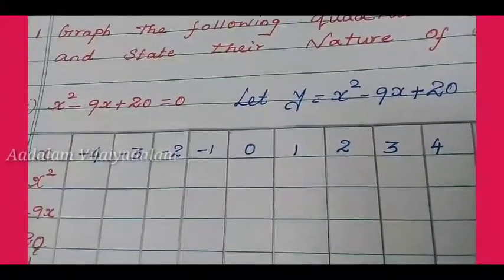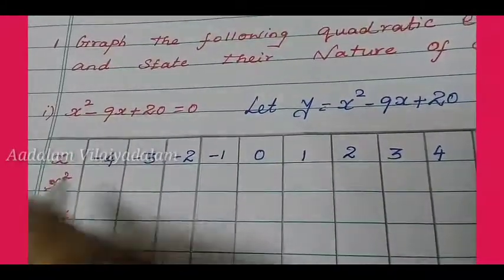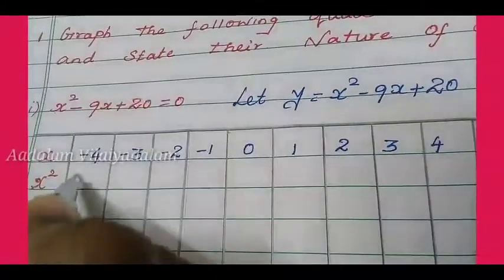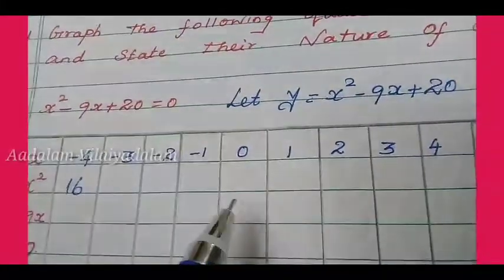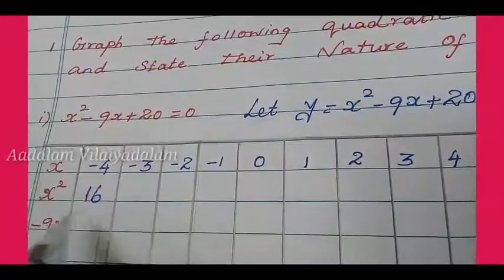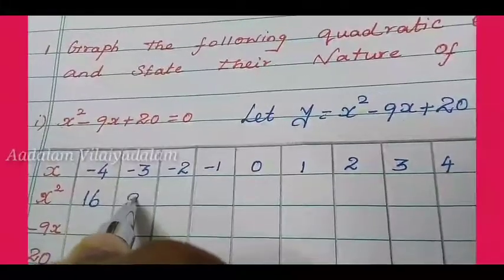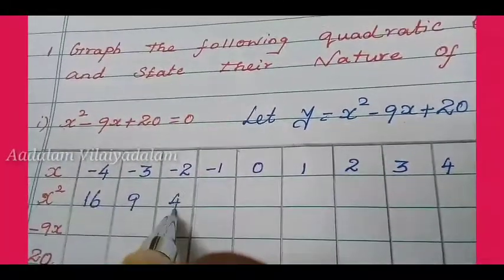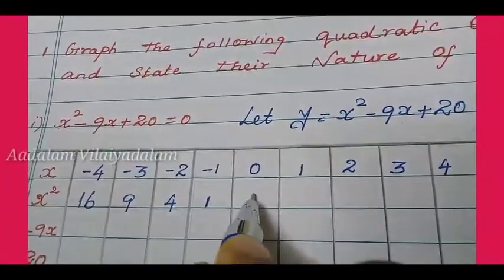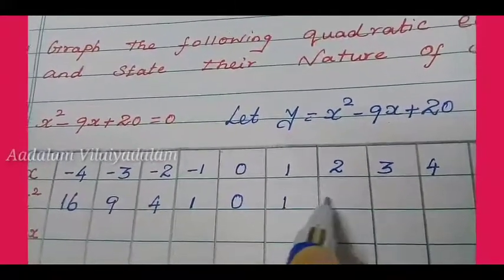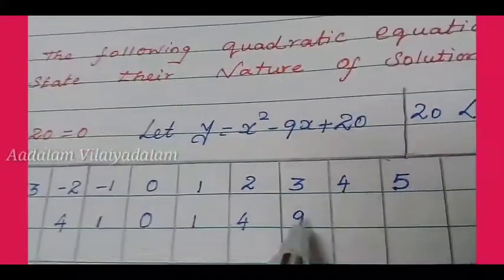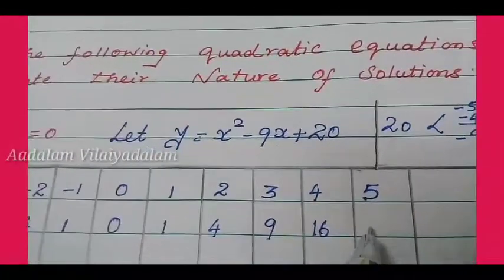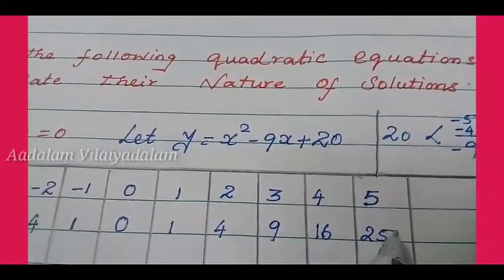Next we have to find the y value. So x square means 4 4s are 16. In the x square column, all the values should be positive only. So 3 3s are 9, 2 2s are 4, 1 1s are 1, 0, 1, 4, 9, 16, 25. 5 5s are 25.